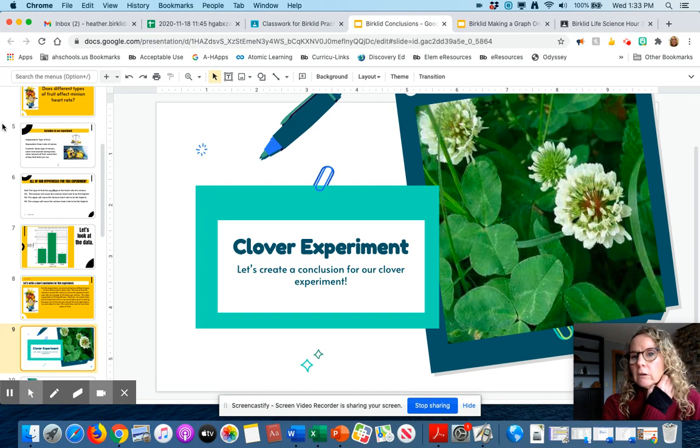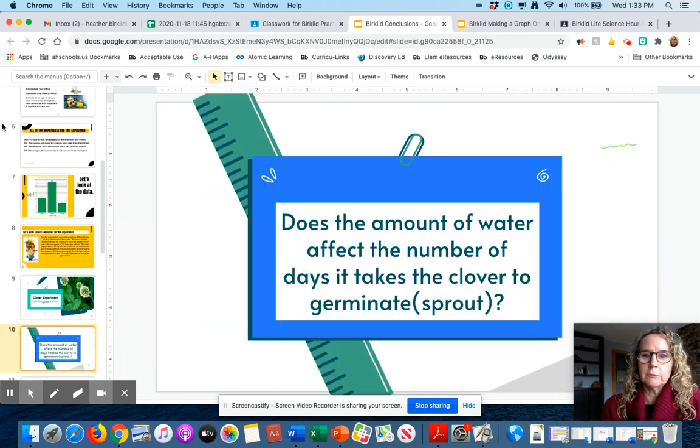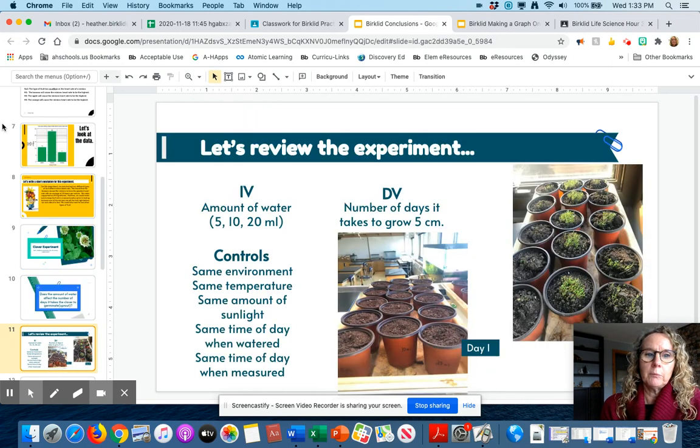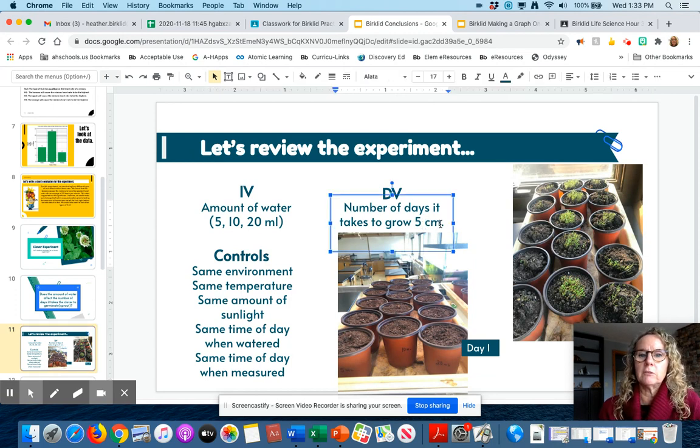Okay, so let's look at our Clover experiment. And we'll write our conclusion for our Clover experiment. So remember, our question was, does the amount of water affect the number of days it takes the clover to germinate or sprout? And we had an independent variable, which was 5 or 10 or 20 milliliters of water. Then we measured the number of days it takes for it to grow. Oh, that should say to germinate. Sorry, I caught that. I'm going to fix it right now. To germinate.